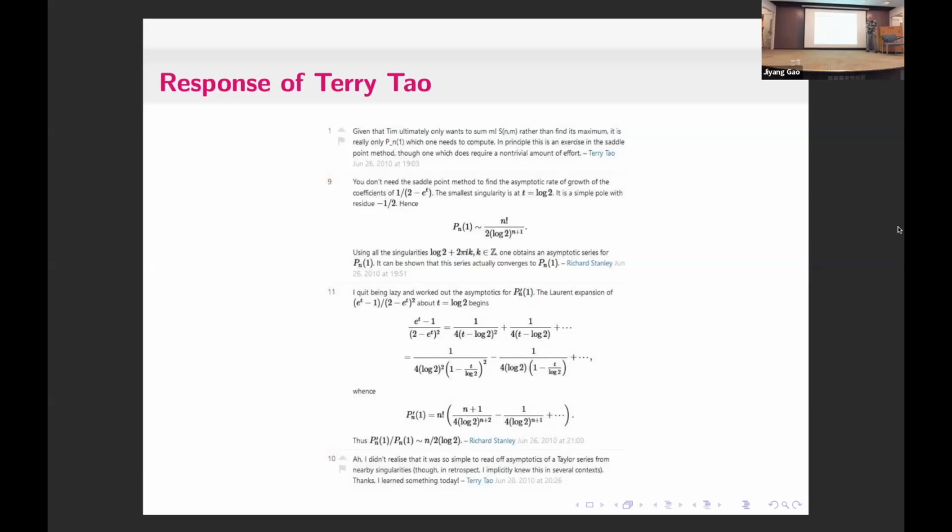But what's really cool about this is the response of Tao. I didn't realize it was so simple to read off asymptotics of the Taylor series from nearby singularities, though in retrospect, I implicitly knew this in several contexts. Thanks, I learned something today. Very, very gracious.